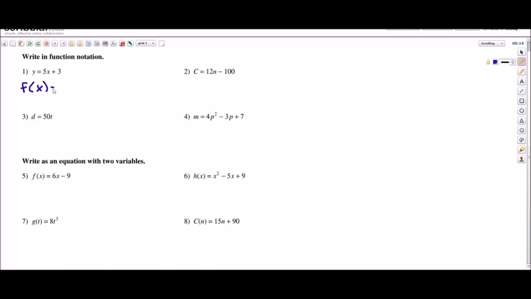And so, let's just write the whole thing out. If I want to know where this function is at 1, I would go ahead and say f of 1, and wherever I see x, I'm going to put in place of it 1. And so I have 5 times 1, which is 5, plus 3, which is 8. So the reader for function notation is basically saying, wherever I put in place of x, I am going to replace it on the other side.